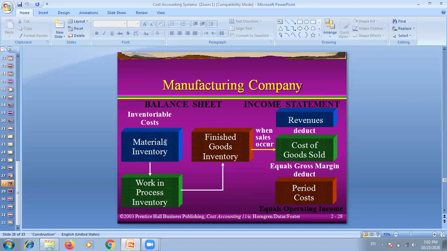I add finished goods inventory at beginning and I deduct at end to get the finished goods inventory in the stores. If I sell this finished goods inventory, it is converted to COGS in the income statement. COGS, if deducted from revenues, gives gross income or gross margin. If deducting period cost as administrative cost, I get operating income. So this is the part of the balance sheet, and the finished goods are converted to COGS in the income statement to be deducted from revenue, then I get gross margin, deduct period cost, I get operating income.